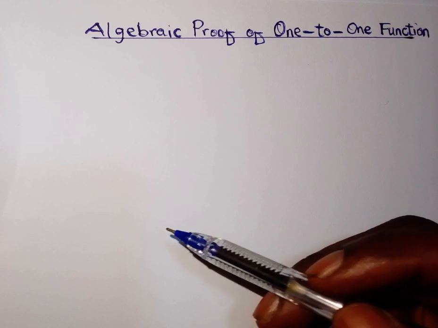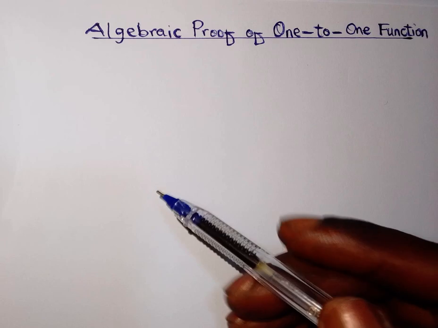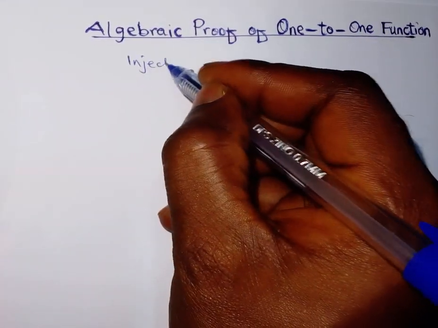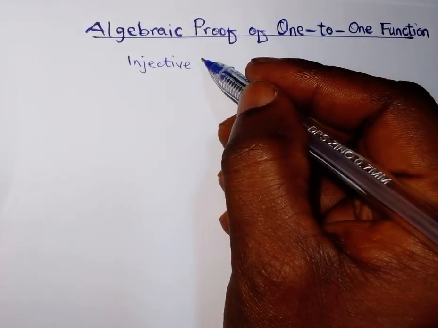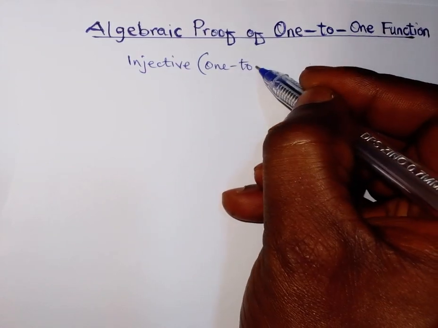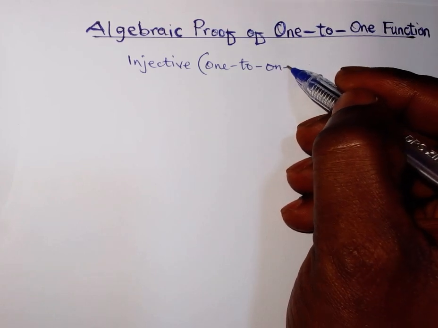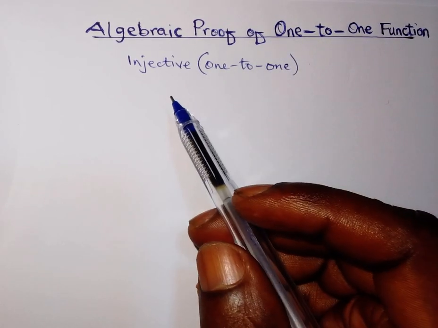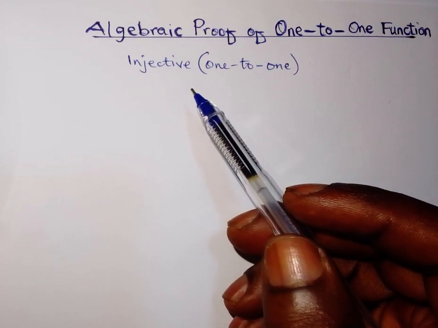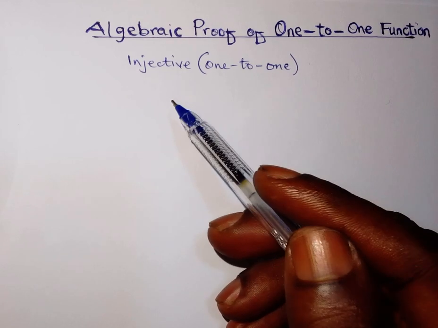Now let's also note that when we say one-to-one function, we can also call it an injective function. Yes, injective function. By injective, we mean one-to-one. So in a question, if I ask you to show that a function is injective, know that you are to prove that it is one-to-one. So that is another term that we can use.